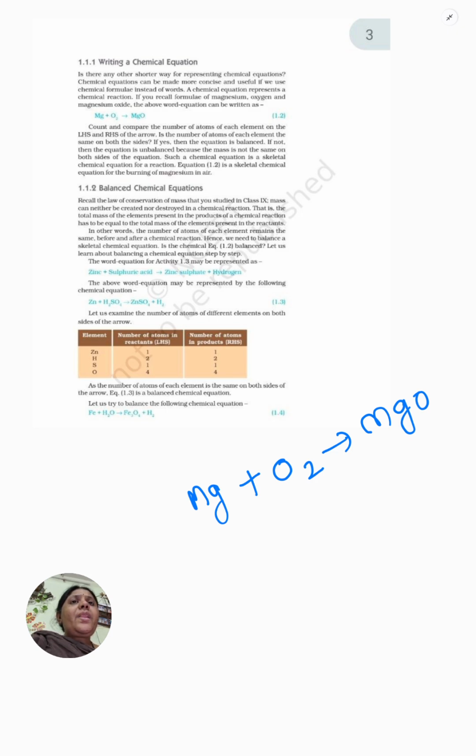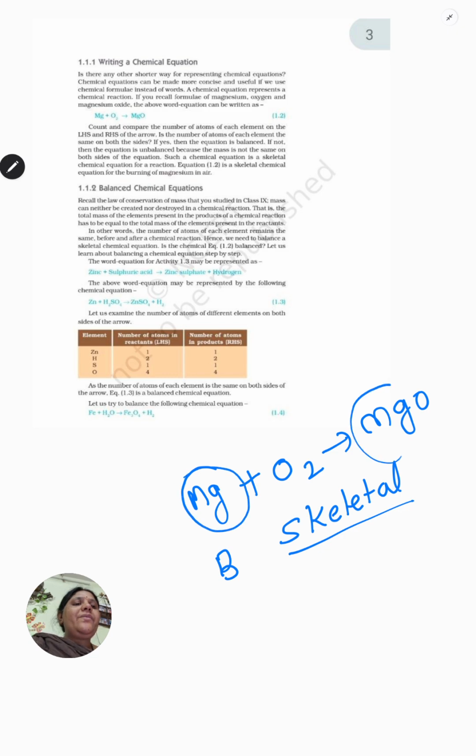Okay, one more thing. This is known as a skeletal equation. So what is a skeletal equation? Basically, in this the equation is not balanced. If you observe, magnesium is 1 atom and here 1 atom. Oxygen has 2 atoms, but here only 1 is there. So this is not a balanced equation. Then we have to observe how to balance a skeletal equation. That is also very, very important.